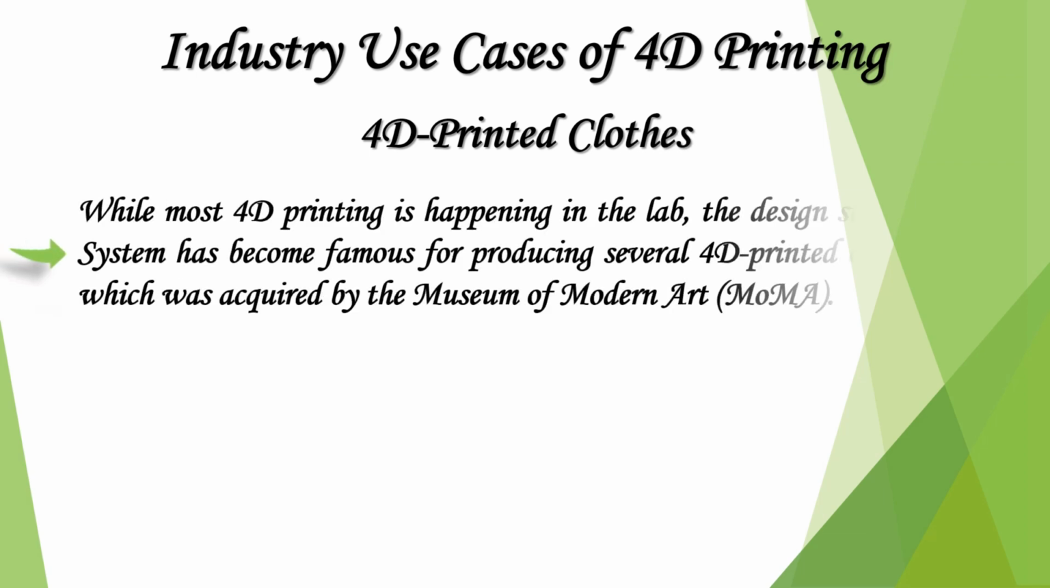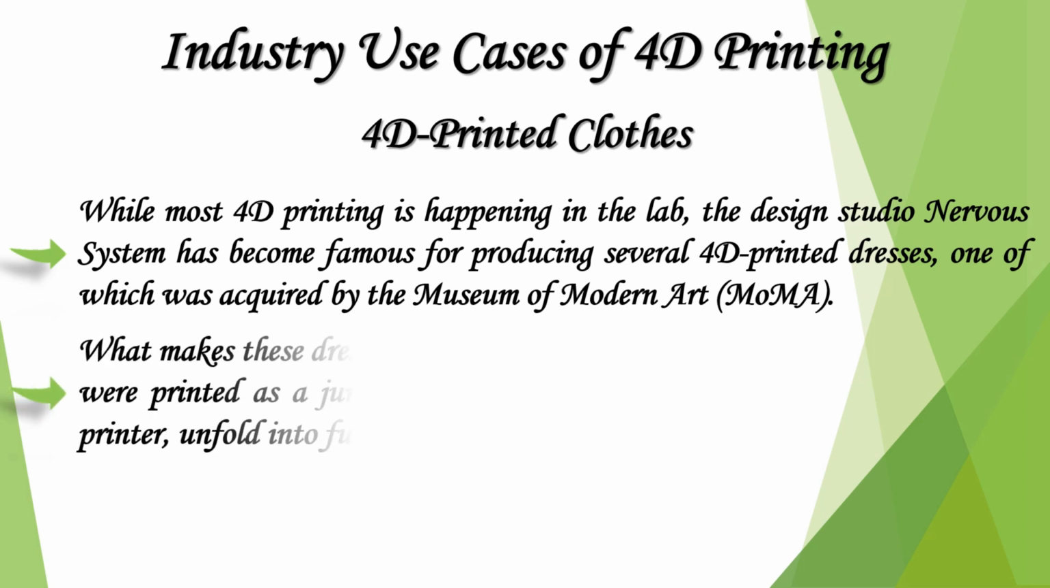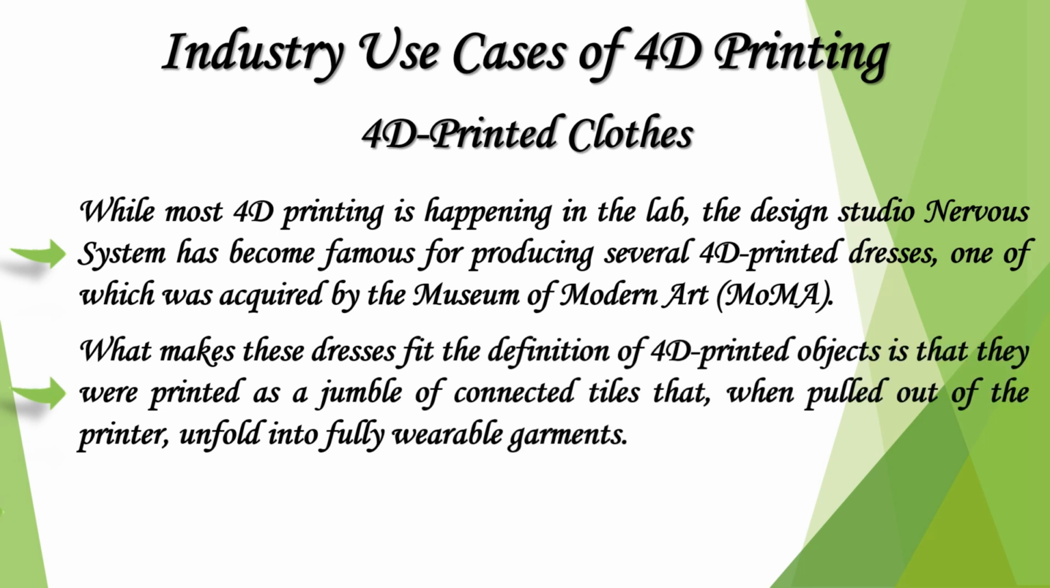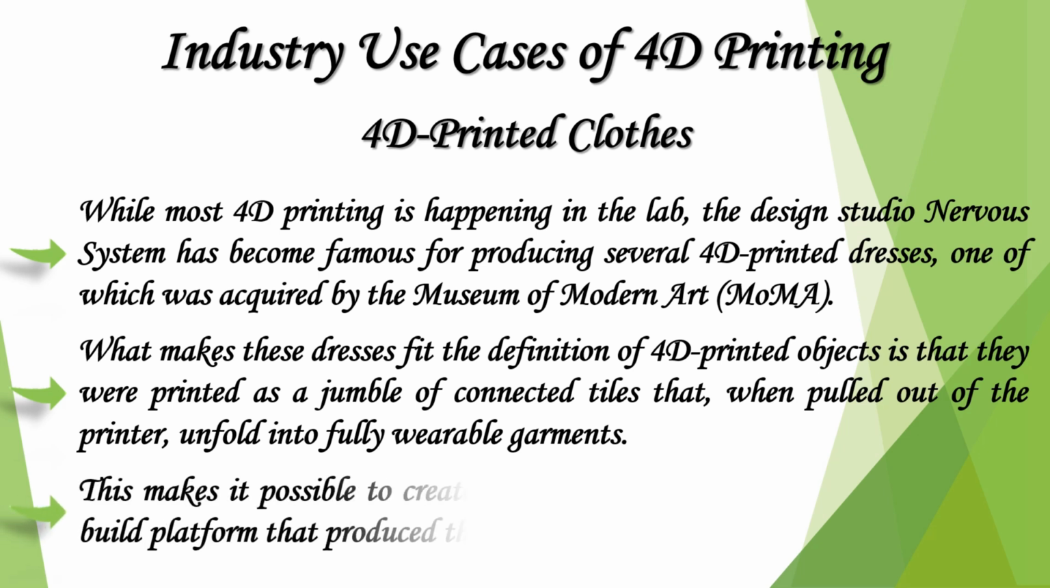4D printed clothes. While most 4D printing is happening in the lab, the design studio Nervous System has become famous for producing several 4D printed dresses, one of which was acquired by the Museum of Modern Art. What makes these dresses fit the definition of 4D printed objects is that they were printed as a jumble of connected tiles that, when pulled out of the printer, unfold into fully wearable garments.